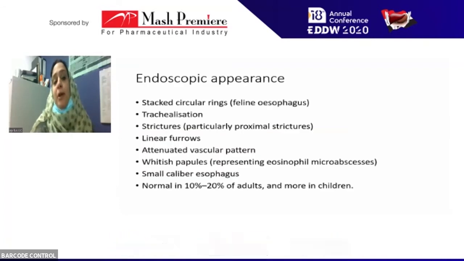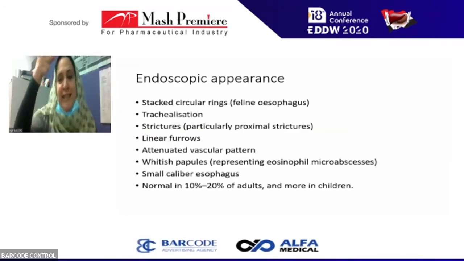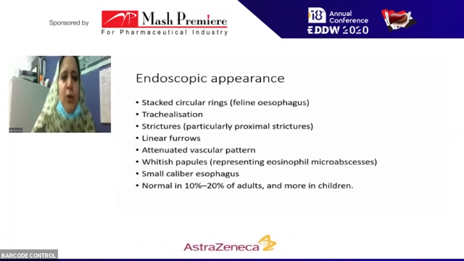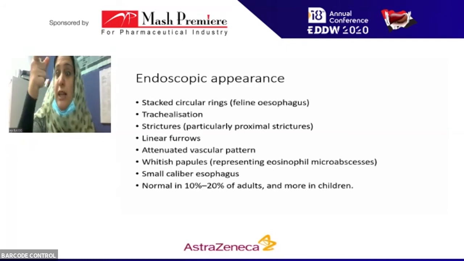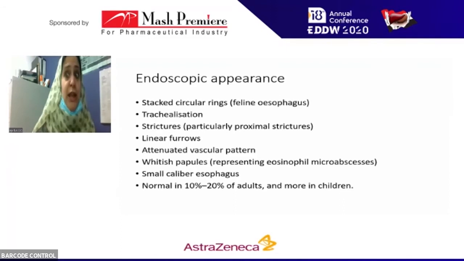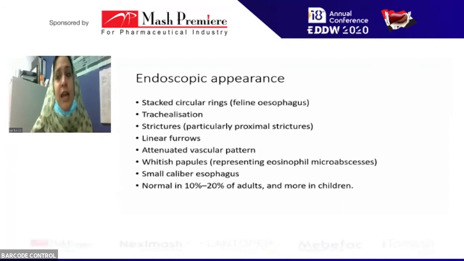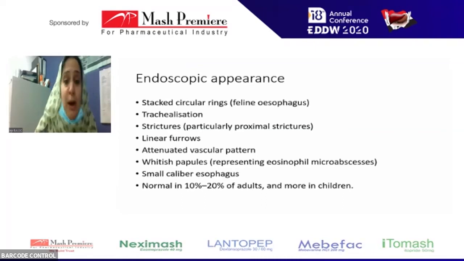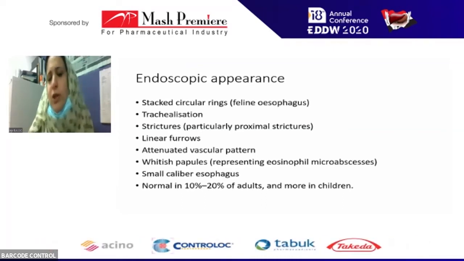Endoscopic appearance, how I remember it, is horizontal, vertical, and spotty. So stacked circular rings, okay, this is transient. The feline esophagus is transient circular rings. Trachealization, looking like trachea: rings are so much accentuated, eventually progressing to strictures, now being narrow with a fibrotic element. Linear instead: linear furrows. Attenuated vascular pattern because of the edema. Whitish papules representing eosinophil microabscesses, small caliber esophagus, and they can have a normal esophagus.